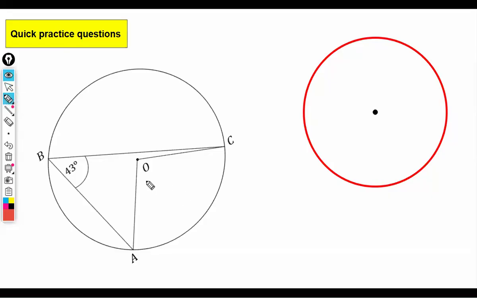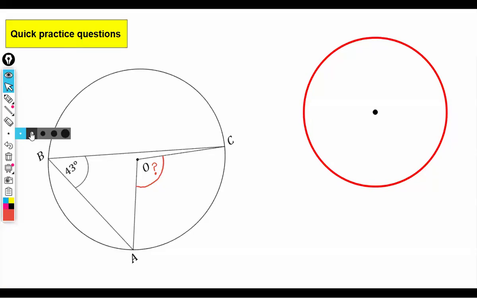I want you all to figure out the size of this angle here. I'll put in a little question mark here, right? What's the size of that angle? AOC. What's the size of that angle? Send it on the chat if you can.